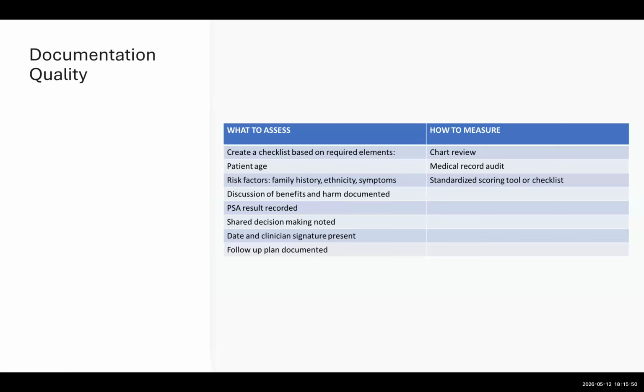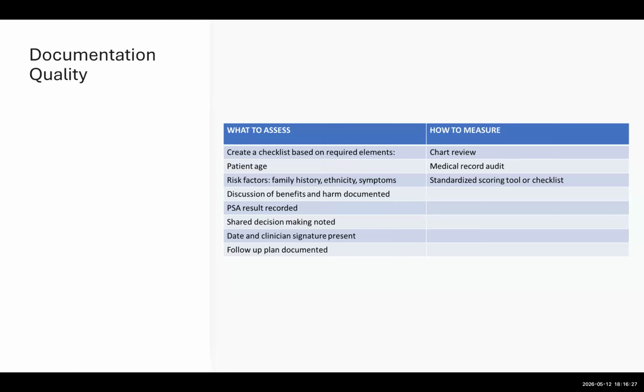So obviously, when you and your patient come up with a decision of whether we are going to go ahead with our screening or not, you have to remember that documentation is very important, right? So documentation quality is something that we definitely have to speak about. What should you assess when you're looking at documentation quality? You have to create a checklist based on required elements. So ensure that you have the patient's age, risk factors such as family history, ethnicity, what symptoms the patient is currently having, and discussion of benefits and harm, properly documented.